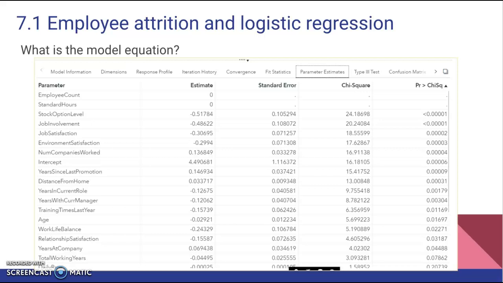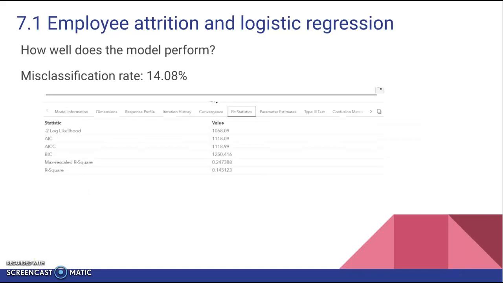So for 7.1 we have employee attrition and logistic regression. So this is a model equation. This is all of the data that can be used to find the model equation. Using the model equation, how well does this model perform? It performs well with a misclassification rate of only 14.08%.